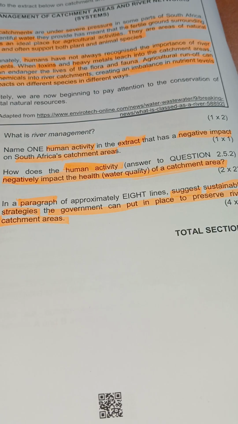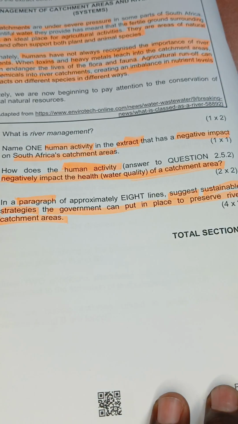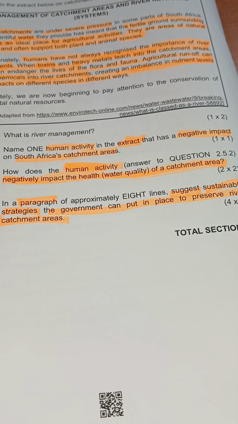Remember, you are supposed to give the point and the qualifier. You explain your point in full. This is a paragraph question. You're supposed to explain your point in full. Educational programs, awareness programs, these are some of the things that you can actually do. Impose fines. Obviously, we are trying to make sure that we preserve the river catchment areas.